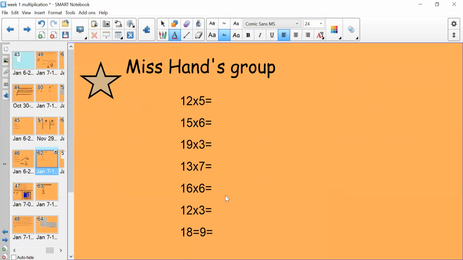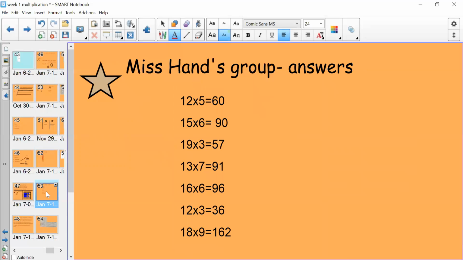So this would be the bronze challenge, which would be most children that went to Miss Hand's group. I think anybody who stayed in the class shouldn't be doing the bronze challenge. And of course, if you went to Miss Hand's group, you are welcome to do the silver or gold. You are definitely welcome to challenge yourself. This is just a guideline of how you feel about the lesson. Then the answers will be on the next slide. So that'll be your answers.